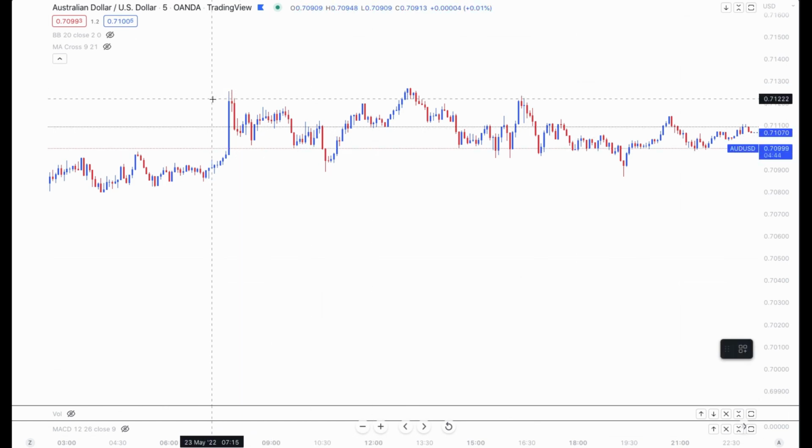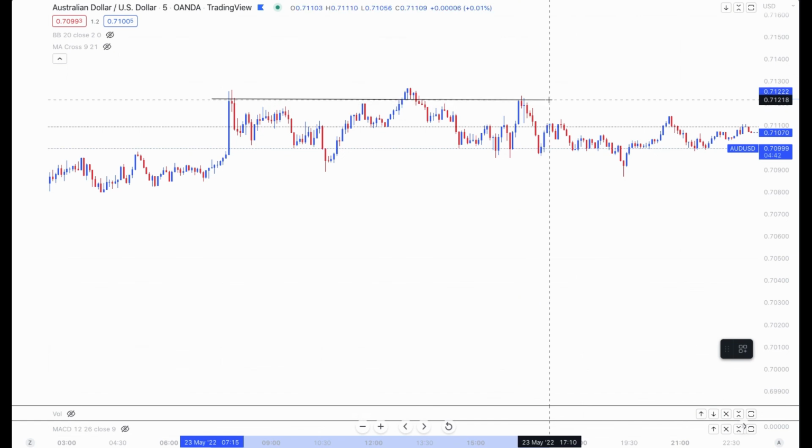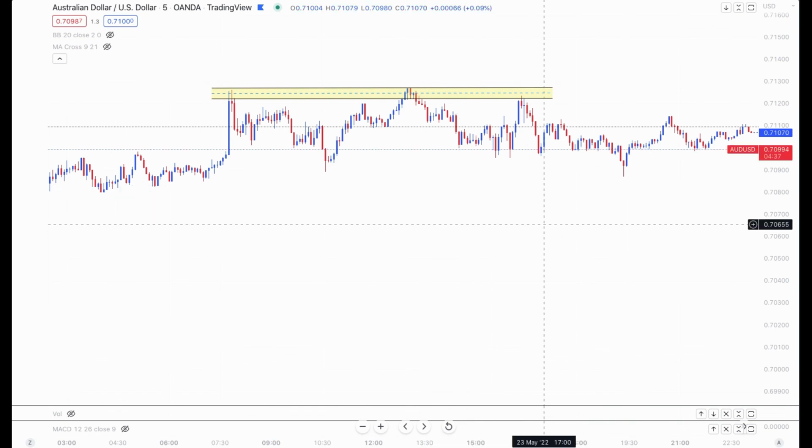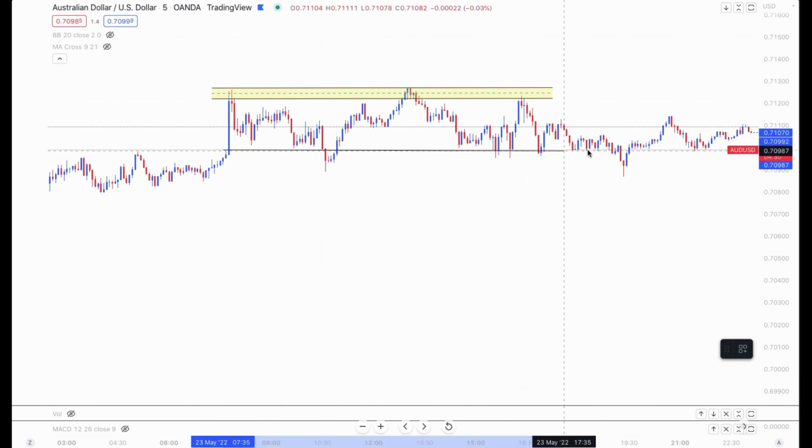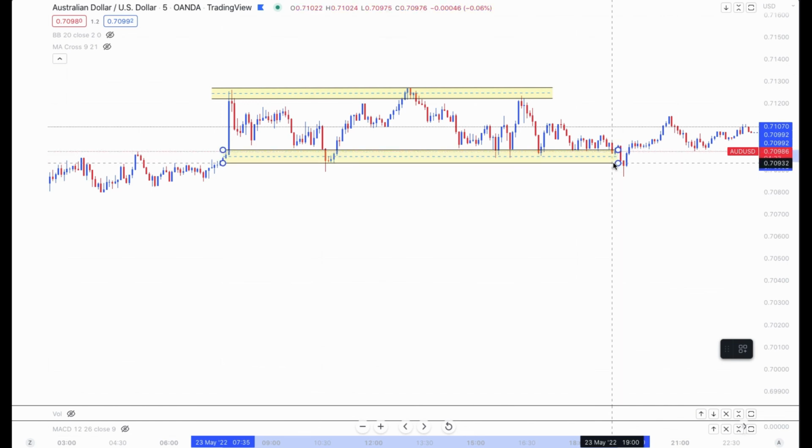Check this out. Here's our resistance. Resistance, resistance, resistance. It's like a tongue twister. Right? There's our resistance, and then we have our support right there. Look how price is respecting that support. Beautifully respecting that support. Check it out. Look at that. This is like that chart as well that I asked you to remember. Support, resistance, came back down into support, came back up into resistance, came back down into support, came back up into resistance, came back down into support.